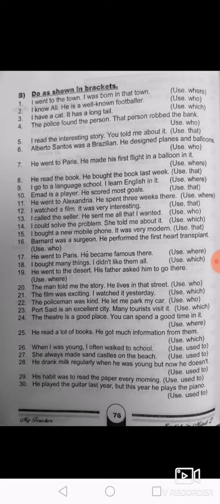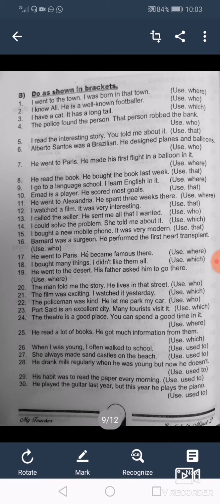Let's join these two sentences together. Do as shown in brackets. First one, I went to the town. I was born in that town. In that town here is repeated, so you can join with where. You can say, I went to the town where I was born. Don't write in that town. It's repeated. Second one and the last one, I know Ali. He is a well-known footballer. You can delete the word he or omit it. I know Ali, who is a well-known footballer. Okay?